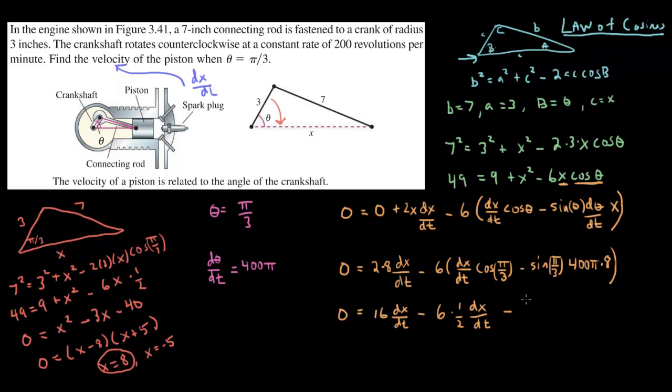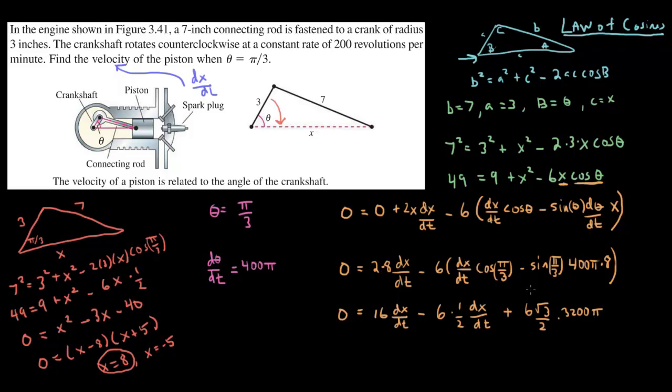Then I'm going to have minus 6 times sine of pi over 3 is root 3 over 2. Oh, sorry, we need to 6 times root 3 over 2. It is negative, so that ends up being positive. Root 3 over 2 times 400 times 8. So that's what, 3,200 pi?